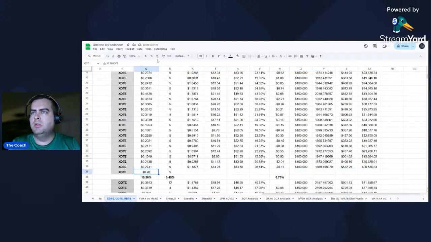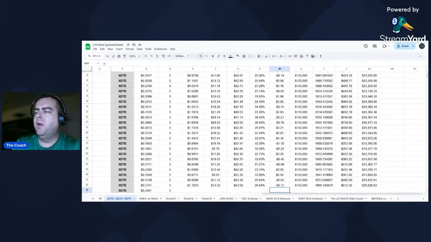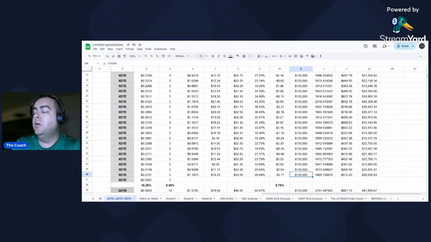Okay, I like to keep the decimal points to 4. I just like to keep the format consistent. Okay, so for those of you that might be new, what I do for this, I take the weekly dividend, put it in, and I take the number of trading days, make it monthly, and annualize it. I take the share price, I have the beginning share price and the end share price, and calculate the percent yield and the price change to calculate the NAV erosion if there is any, which in this case there has been for at least one of them. And I take a hypothetical $100,000, I see how many shares the current share price would have bought you, which is this number, and then the weekly dividend, and then the annual dividend.